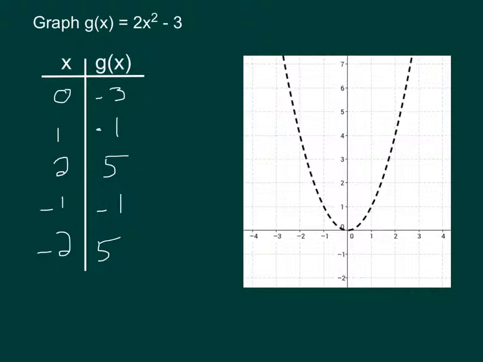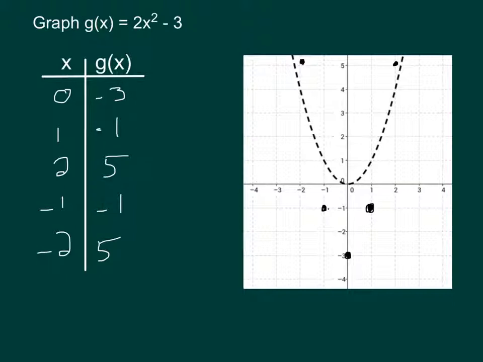Now these 5 pairs of numbers correspond to ordered pairs, so I'm going to plot those points on my coordinate grid. So you'll notice that I actually had to shift up my coordinate grid in order to fit my vertex on there at 0, negative 3. And now I'm just going to connect these with a smooth curve, or at least as good as I can do.